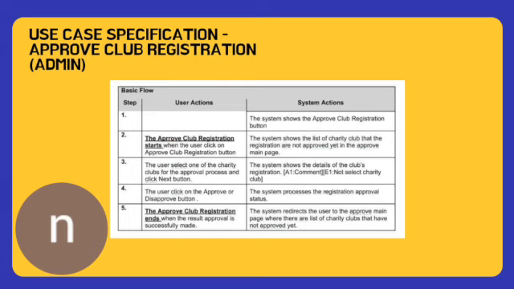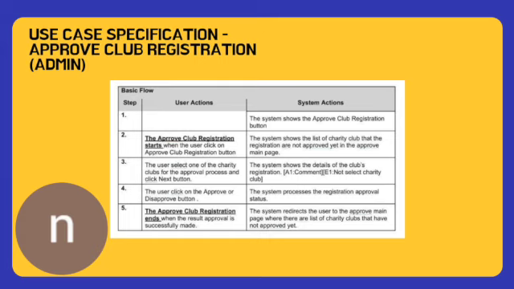For the basic flow of the approved club registration use case specification, it starts with the system action that shows the approved club registration button. The user action starts when the user clicks on the approved club registration button. The system shows the list of charity clubs whose registration is not approved yet in the approved main page. The user selects one of the charity clubs for the approval process and clicks the next button.